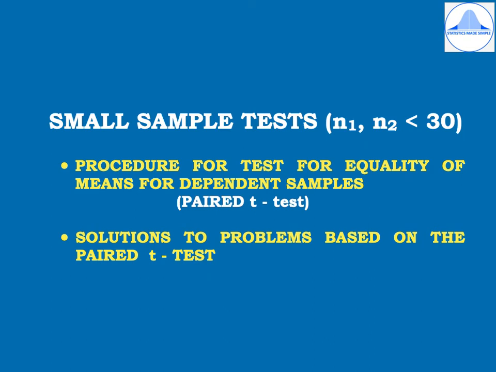Continuing with small sample tests where n1 and n2 are less than 30, I will explain the procedure for test for equality of means for dependent samples, which is also called the paired t-test. And I will also find solutions to problems based on the paired t-test.